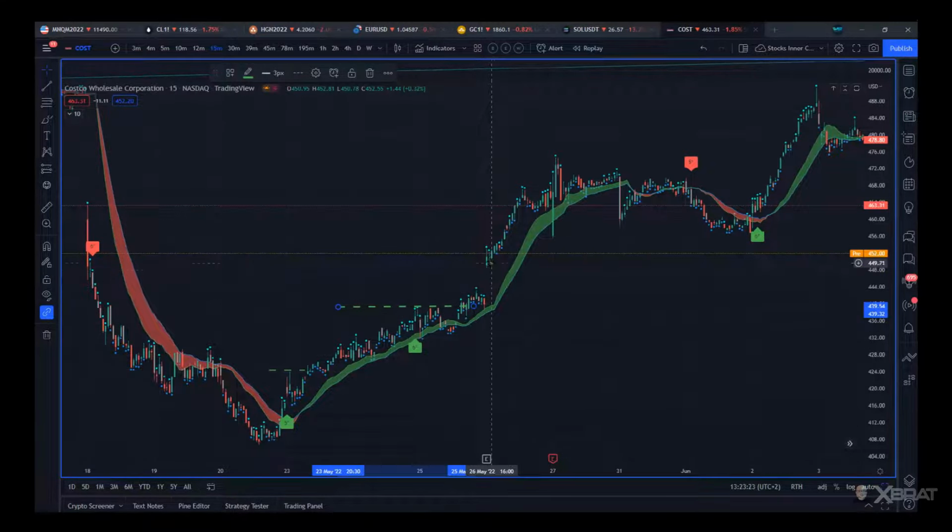Following day, gaps up, keeps going until the ribbon turns red. We get out. Little 5-star short here. Nice little trade. 6-star buy. Nice little trade. Continual trading opportunities, whether that's stocks, crypto, Forex, or even futures.